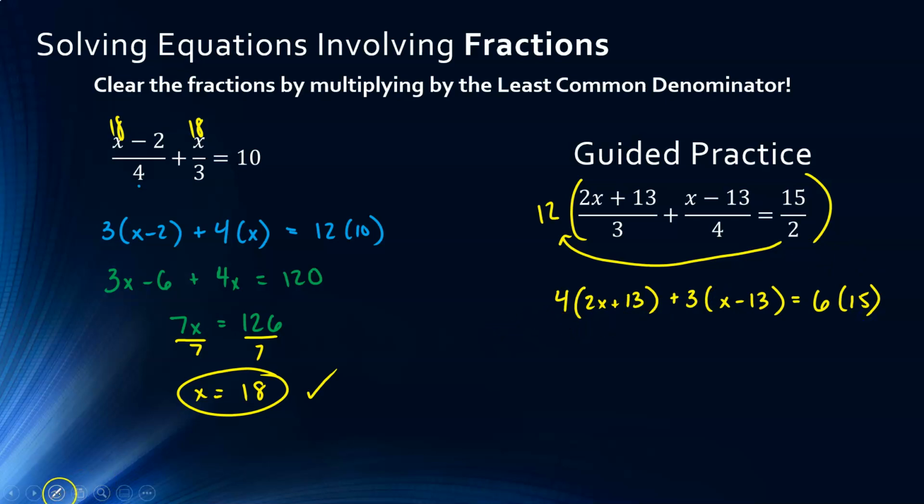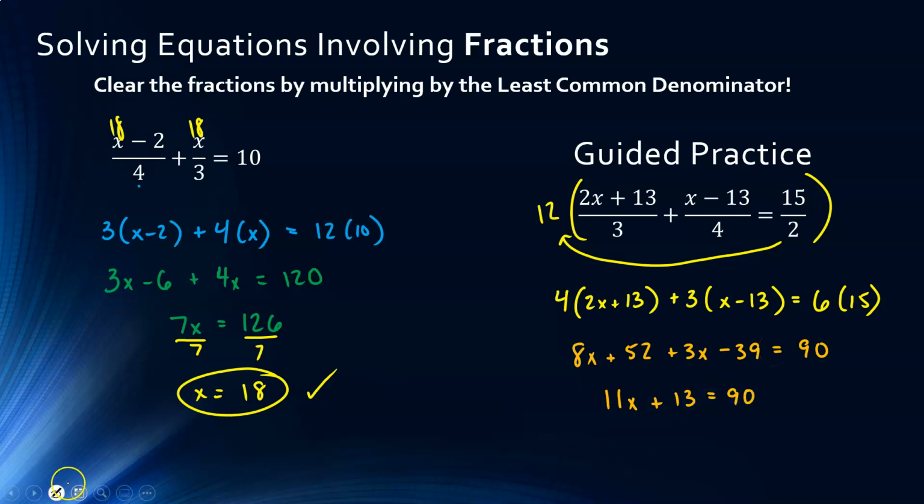So next I'm going to distribute each of these through. So when you do that, you would get 8x plus 4 times 13 would be 52. And then 3 times x would be 3x. 3 times negative 13 would be negative 39. And 6 times 15 would be 90. So again, we combine like terms. On the left side, I have 8x plus 3x, which is 11x. And 52 minus 39 is 13. So we'll have 11x plus 13 equals 90.